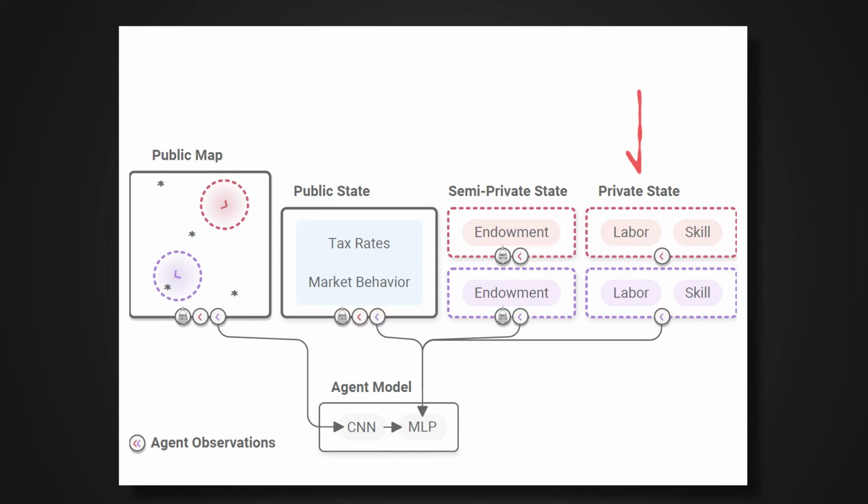On the right-hand side of the diagram, you can notice a private state. What is it? Well, each agent has a skill level which is unknown to the other agents and to the government. The skill determines the quality, and thus the value, of what is produced by the agent. In this case, houses. A highly skilled worker will therefore obtain more money when constructing a house.